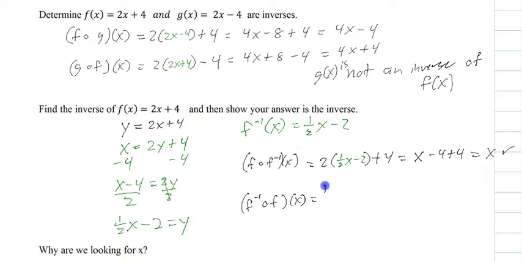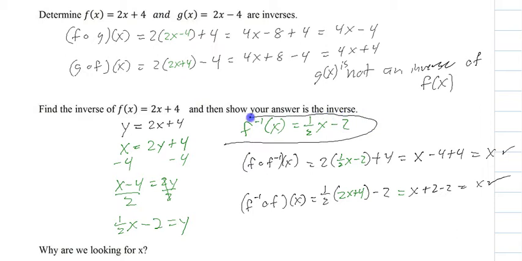Now let's check the other one. So we're going to plug it into this one, 1/2. So we're plugging it into the inverse on this one. We're plugging our function. So half of 2 is 1. Half of 4 is 2. And that gives us x as well. So yes, these are now inverses. This is correct. This is the actual inverse. We've just shown that it is.